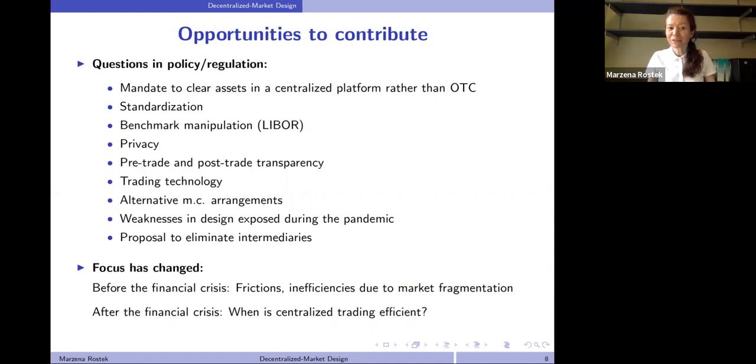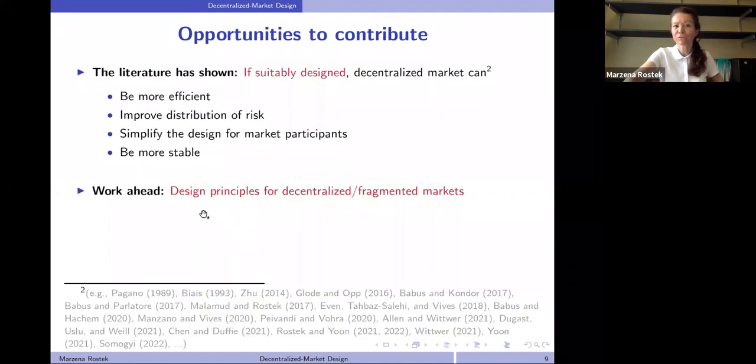Indeed, in the policy discussion, there's still often a presumption that centralized trading is beneficial, at least for the investors. So one of the contributions of this literature so far has been to qualify that presumption. And these views have evolved. We now understand that a fragmented market can be more efficient, can improve the distribution of risk in some sense, can help us simplify the design for market participants, and be more stable.